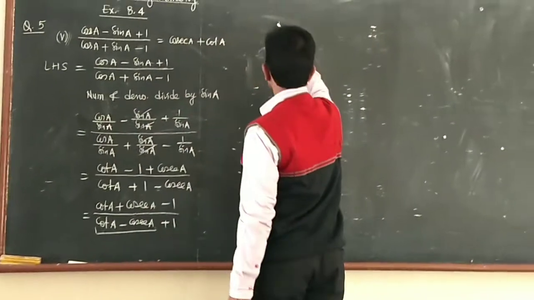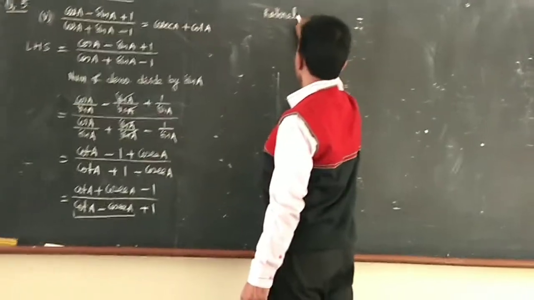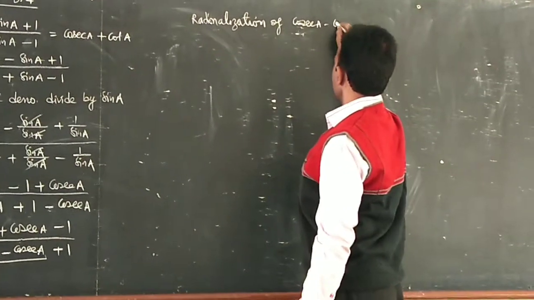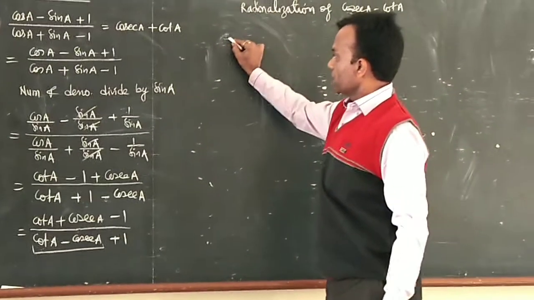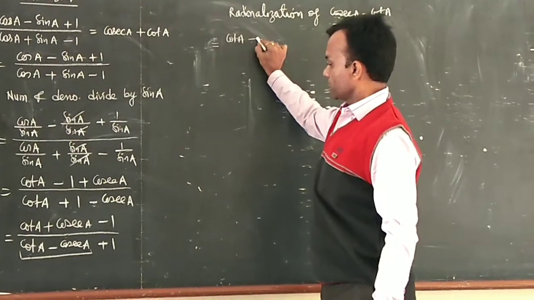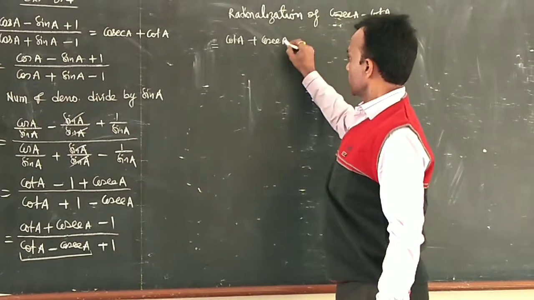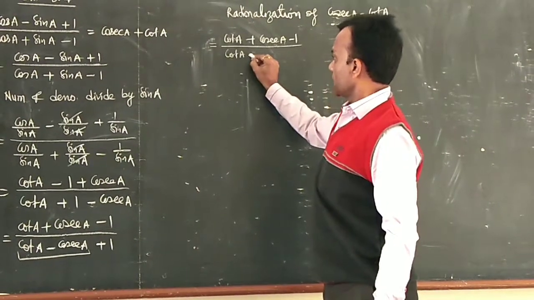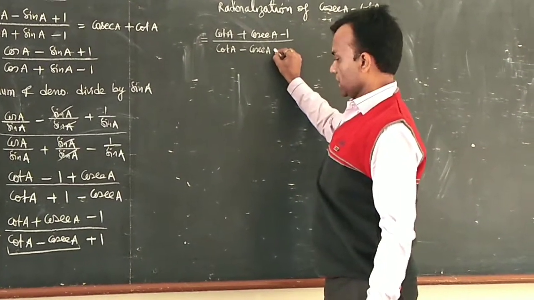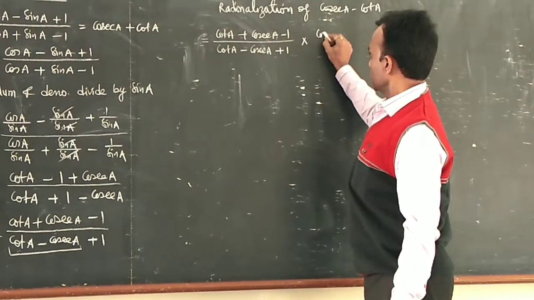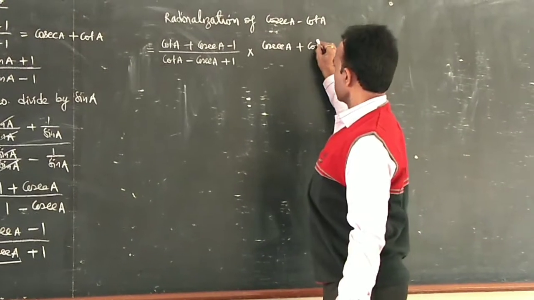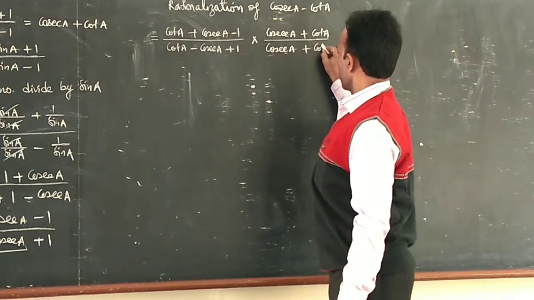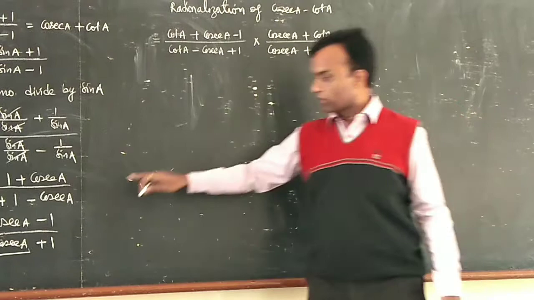So we rationalize the cosec A minus cot A part. It equals (cot A plus cosec A minus 1) upon (cot A minus cosec A plus 1) into (cosec A plus cot A) upon (cosec A plus cot A). This is rationalizing, and only this part here we rationalize.